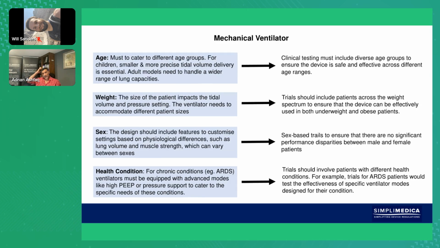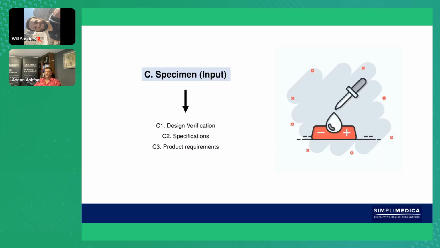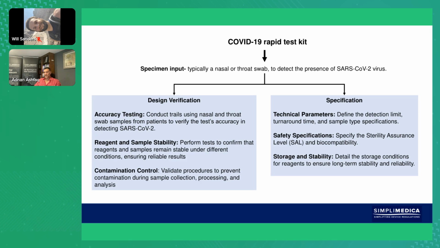On the other hand, if we have a mechanical ventilator, which is a fixed device in a clinical setting, you have to have a look at age again, and you look at weight, sex, and health condition. Moving on to specimen: the specimen input is also going to impact the design verification. Your specifications have to be written, and your product requirements are also going to be driven by what you detail in your intended use for specimen.